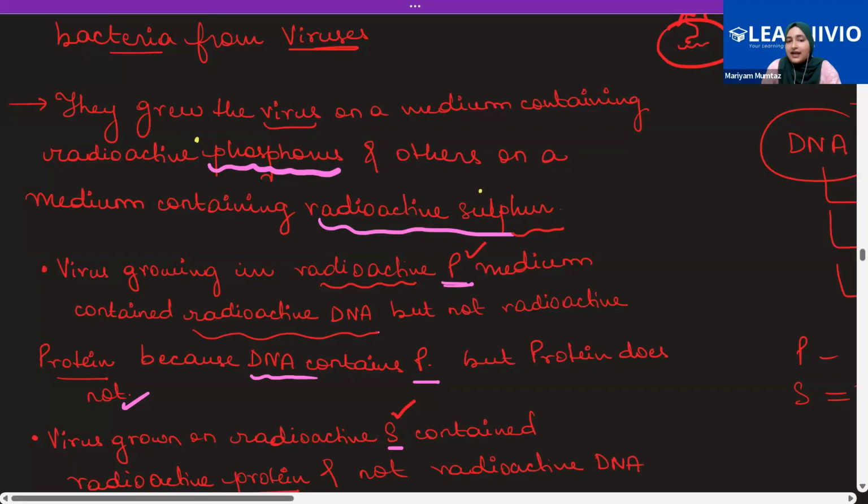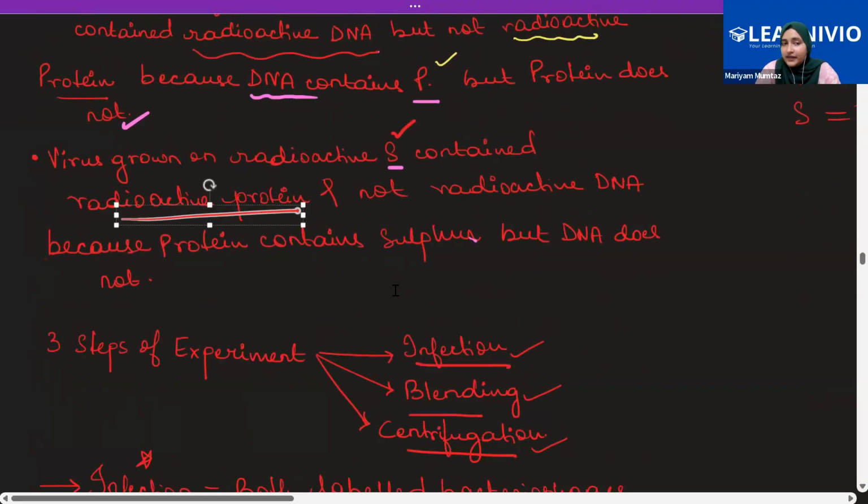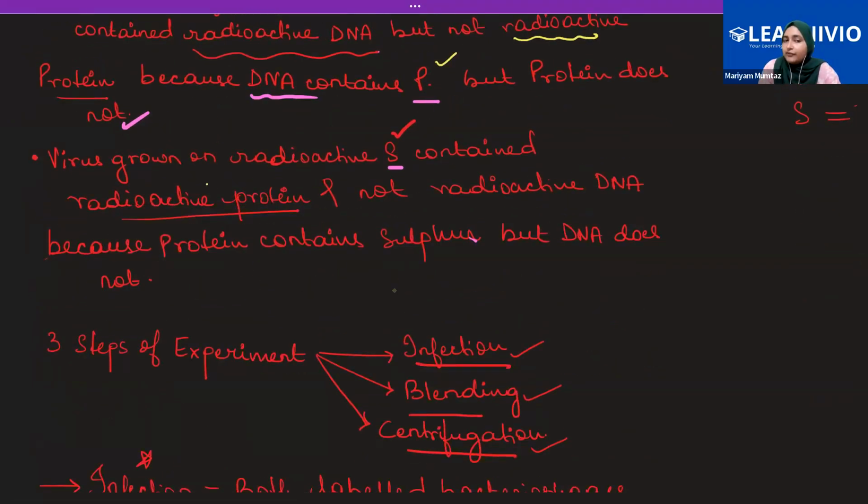Now, the virus that is growing in the radioactive phosphorus medium will contain radioactive DNA, because this phosphorus got incorporated into the phosphate of DNA. Clear? But this virus will not have radioactive protein, because DNA contains phosphate and the protein does not. Now, the virus that grows on the radioactive sulfur medium will have radioactive protein, but it will not have radioactive DNA. Everyone's following me till here?